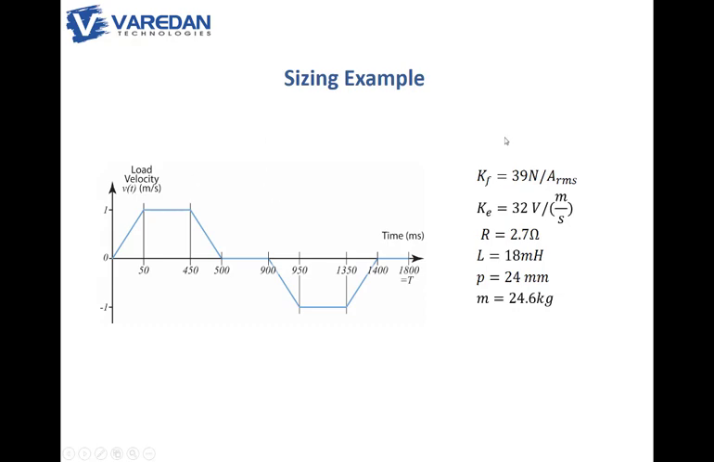The design inputs, again, are the force constant. In this case, we're choosing that to be 39 newtons per amp RMS. The back EMF constant, 32 volts per meter per second. The phase-to-phase resistance, the phase-to-phase inductance, the motor pitch, and the total moving mass, both internal and external, to the linear motor. So again, we want to be very careful with the units.